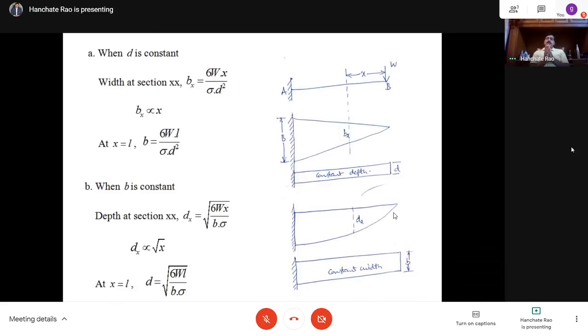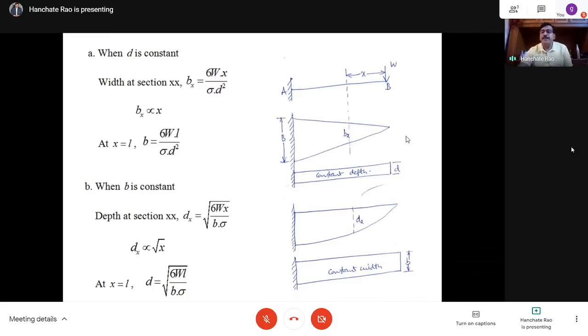So this way, if you want to design a beam of uniform strength, you have to follow these two criteria: you can design it keeping width constant and varying the depth, or keeping the depth constant and varying the width. But on most occasions we design keeping the width constant and varying the depth.